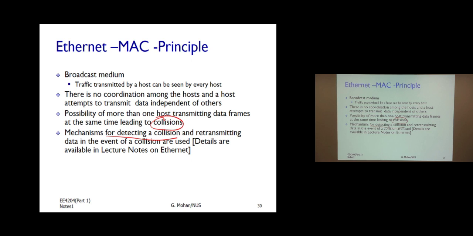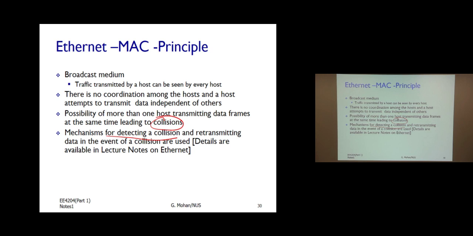So there's a way to detect collision. Something has happened because a host sent a packet and there's a way to know that this has some collisions. Okay? So if there is a collision, what happens? It should do something. What should it do? It has to send the packet or data again. Am I correct?